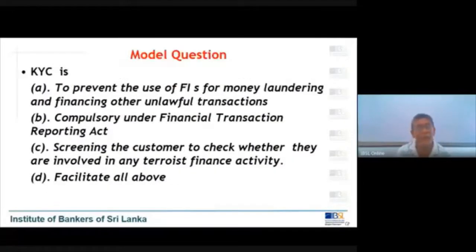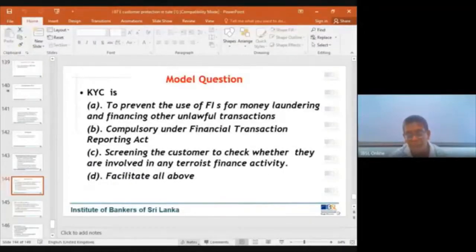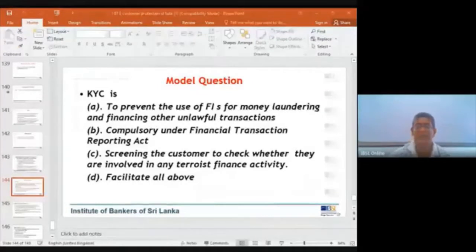Right. So now we would like to look at some model questions. This model question will help you understand some areas. Can you answer these questions? If you can give me the answer, that is ideal. Otherwise, you can just think about what may be the answer.